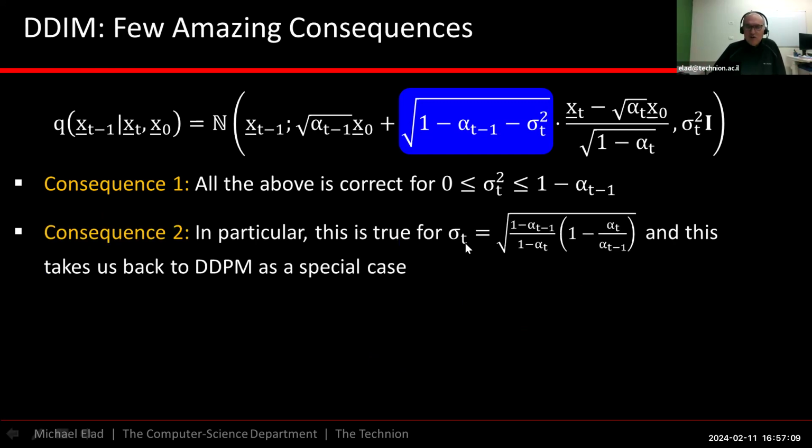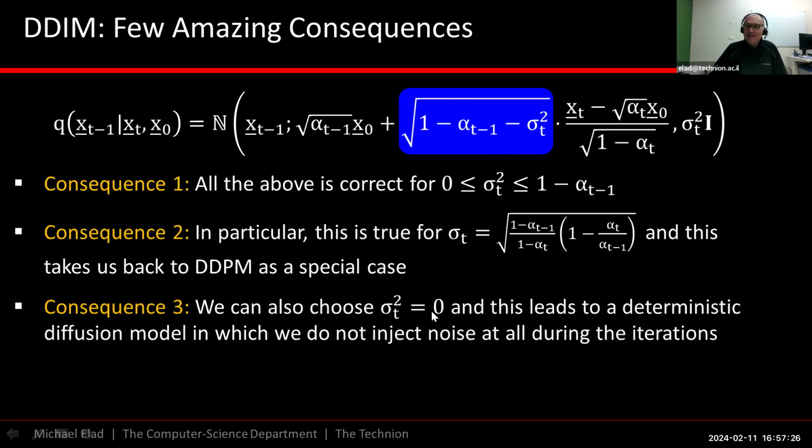In fact, if you choose sigma t as this value, I didn't prove it to myself, but this is what the paper claims, then you fall back to the DDPM. So DDPM is in fact a special case of this algorithm. Lovely to know. But the more interesting case is where sigma t is 0. This is the promoted version. This is DDIM as people are practicing it in the most common way.